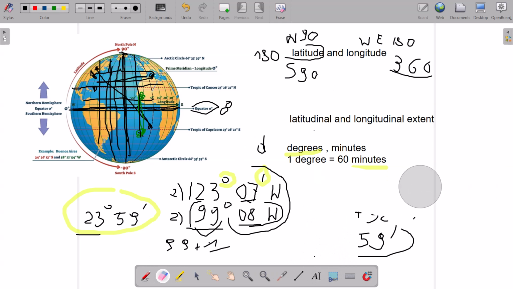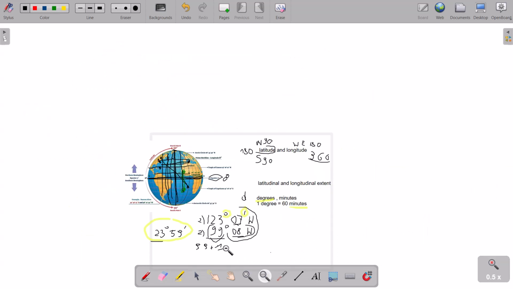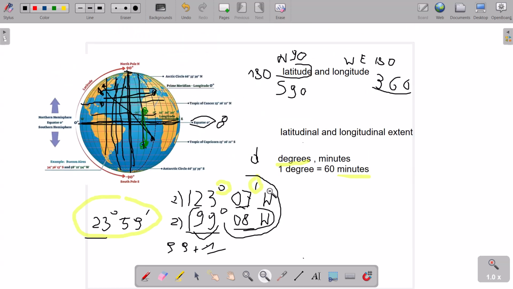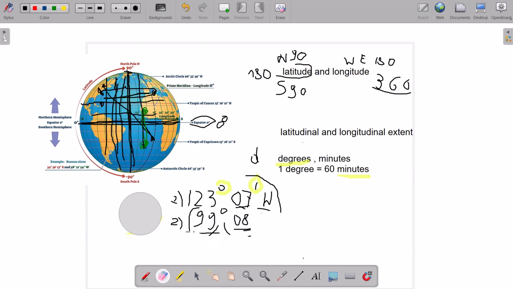What to do if points are not on the same hemisphere? What should we do if points are not on the same hemisphere? Like you see here that this is west. But what should we do if the second point is, okay, let's say also 99 degrees 8 minutes, but east? If this one is west, this one should be east. So one point will be here, another point will be there.